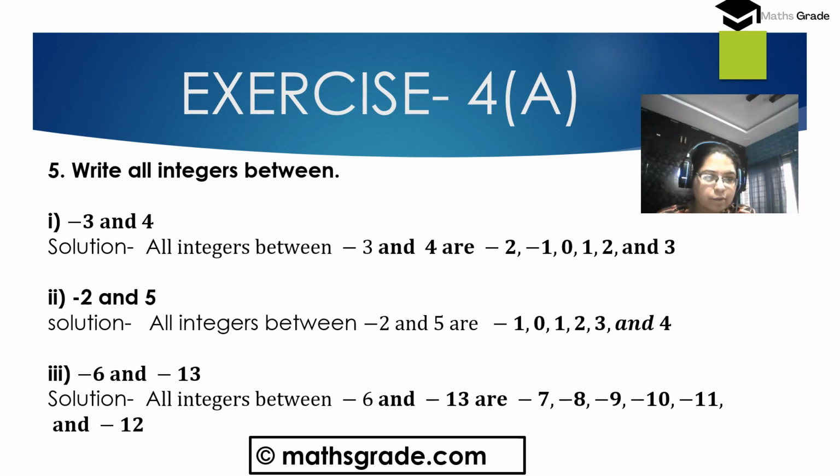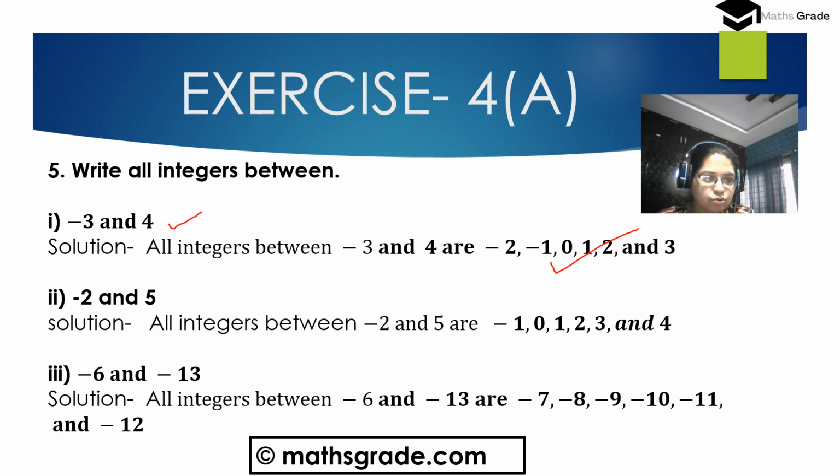Now question number 5. Write all integers between: first part is -3 and 4. We have to find all the integers between -3 and 4. From -3, to the right hand side it will be -2, -1, 0, 1, 2 and 3. After 3 it will be 4. So all integers between -3 and 4 are -2, -1, 0, 1, 2 and 3.